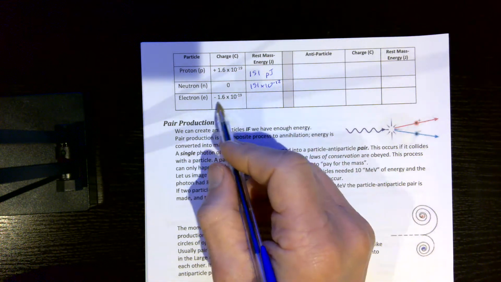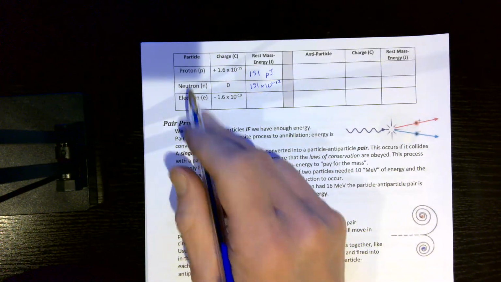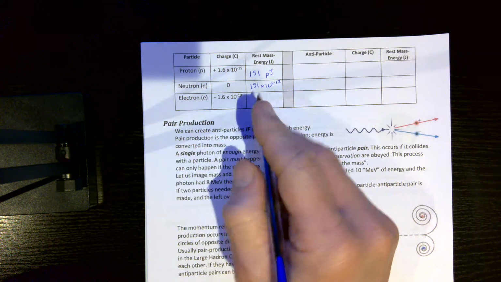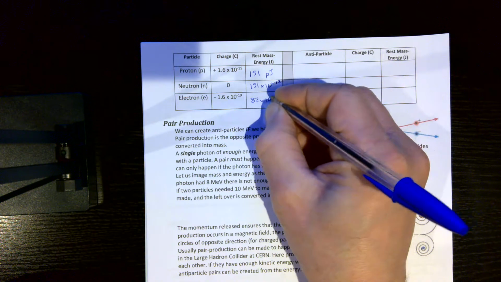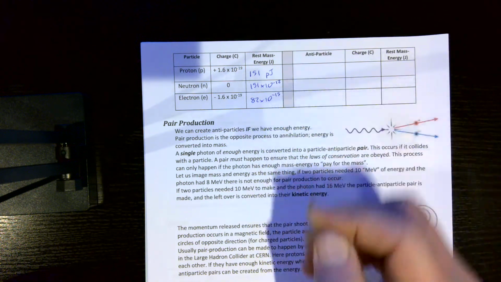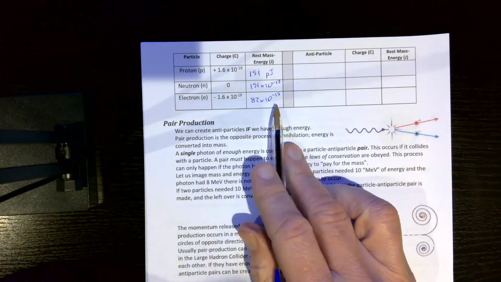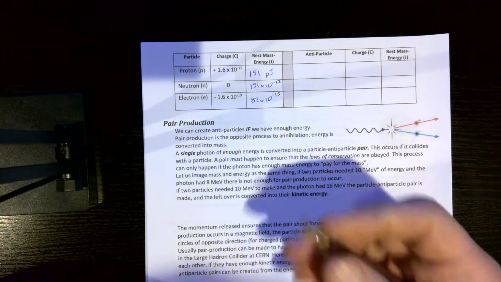If we are looking at electrons, they have a lot less mass than those, so they're going to have a lot less energy. That approximates to 82 times 10 to the minus 15 joules. So 82 femtojoules. Okay, really, really small.